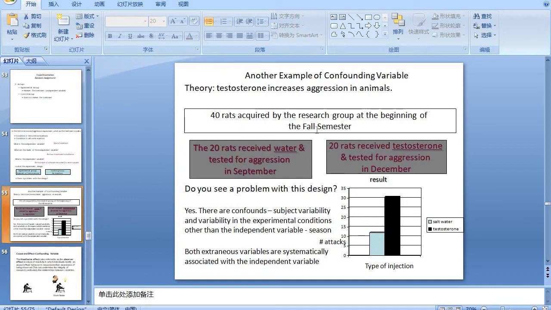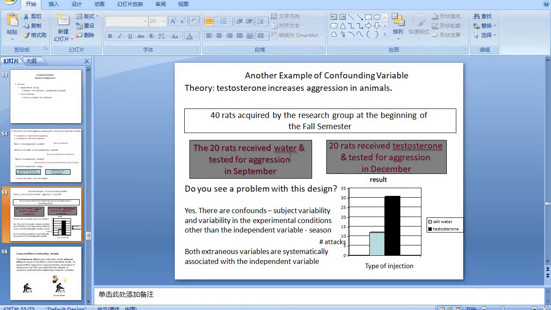Here's another example. Suppose you are running an experiment to test the same theory on the causal relation from testosterone to aggression. You have 40 rats. You buy 40 rats at the beginning of the fall semester in September, and at the beginning of the semester in September, you run 20 rats. You give each of the 20 rats a water injection, and test how aggressive they are.